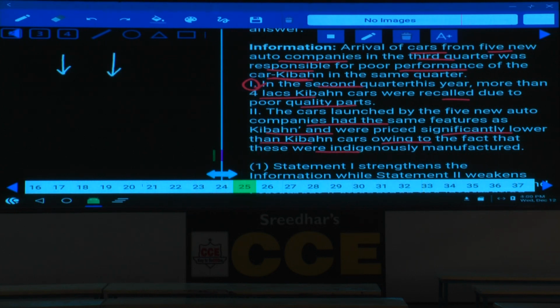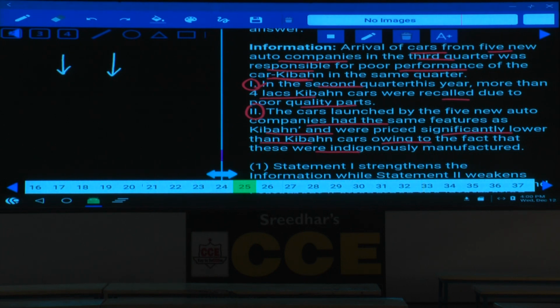Why the car sales is coming down? Because the price is less. Here the Kiban cars' price is more, and the other cars' price is less. Hence this is the reason why most of the people are purchasing new cars, and the sales of this Kiban cars is coming down, or not. Hence this is also strengthening the above cause. Hence what is your answer here? Both 1 and 2 strengthen. Choice 2 is the answer.